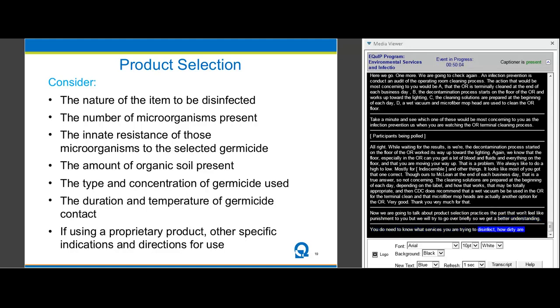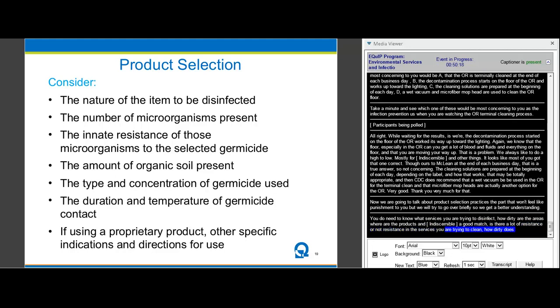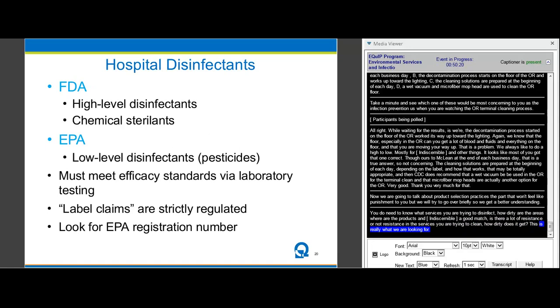Are the products and the bugs a good match? Is there a lot of resistance or non-resistance in the surfaces that you're trying to clean? How dirty does it get? This is really what we're looking for when we look at products. So think about this as a framework, especially if you're on the product evaluation committee.